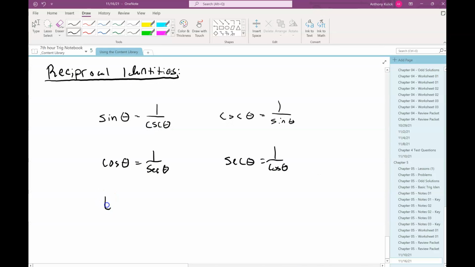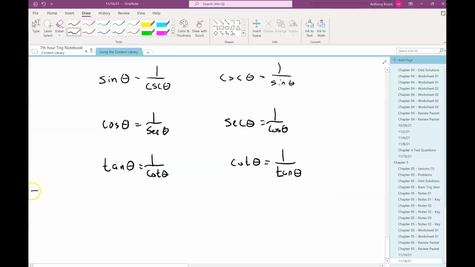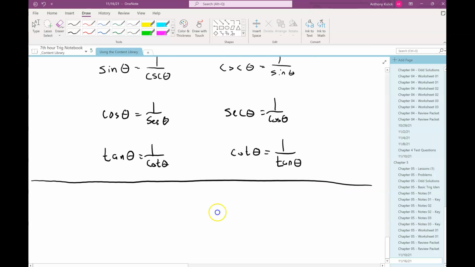And then tangent and cotangent, the same relationship exists. So tangent theta equals 1 over cotangent theta, or cotangent theta equals 1 over tangent theta. Okay with that? All right, so that's our first set of identities.